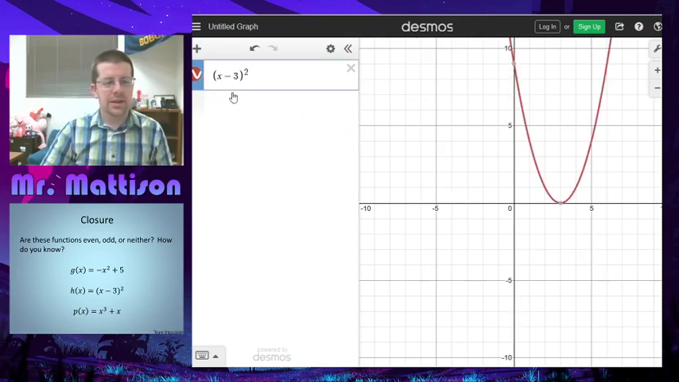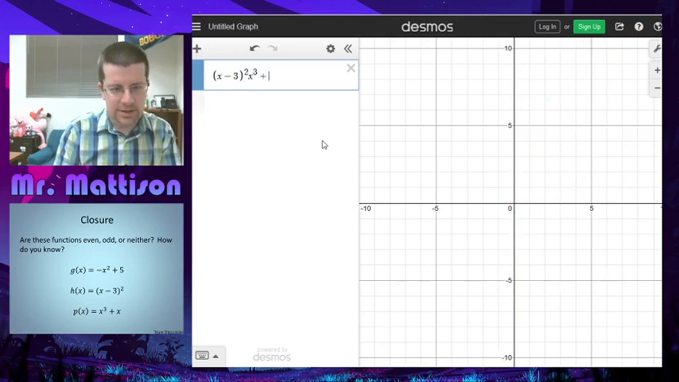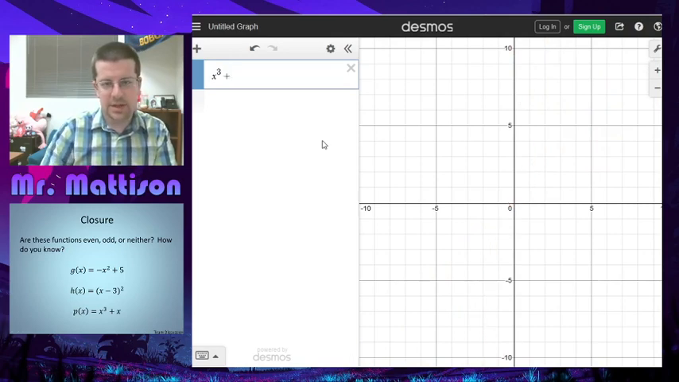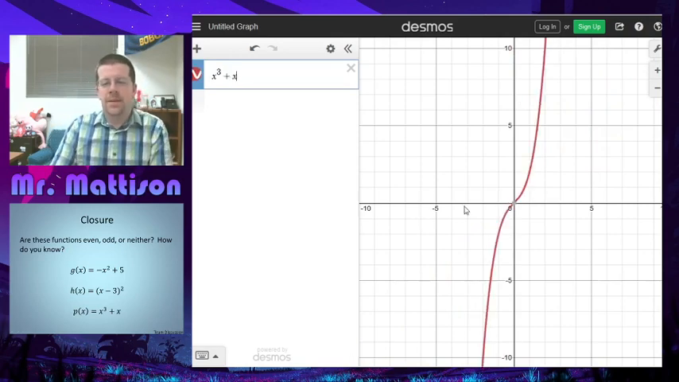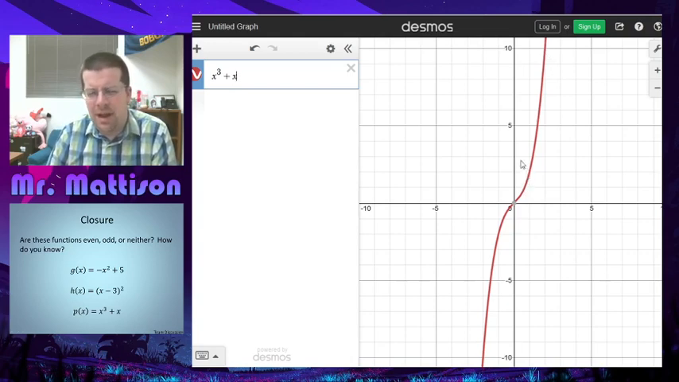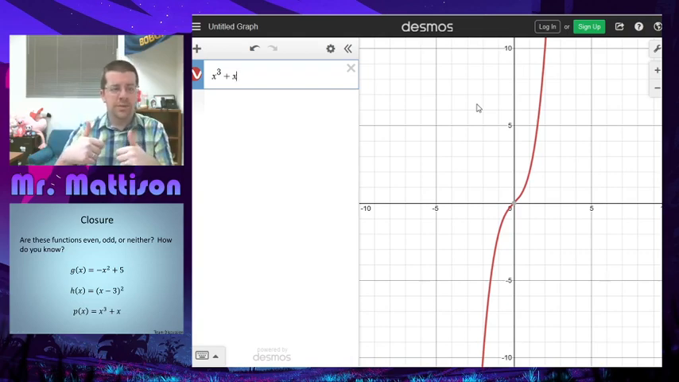All right, and then our last one we have is x to the third plus x. So here, just looking at the graph, if I were to reflect this over the y-axis, would I get the exact same thing? Well, no, right? Because a reflection over the y-axis would look kind of like this. It would follow that same curve, but start on the top left and move down to the bottom right. So it's going to be different. So it's not even, right?